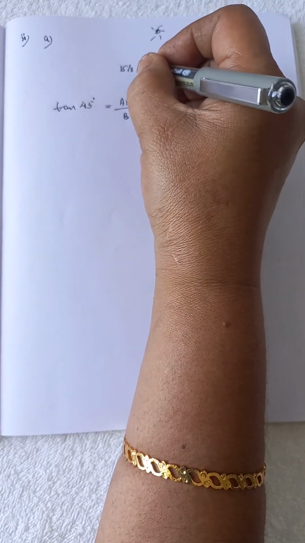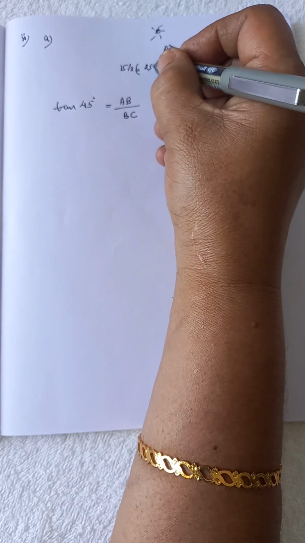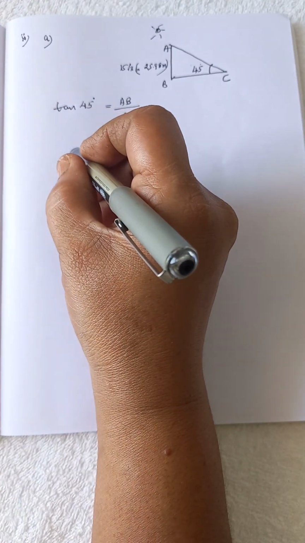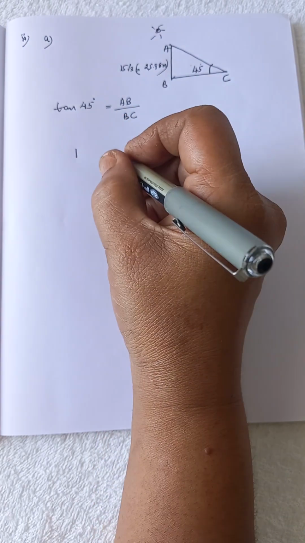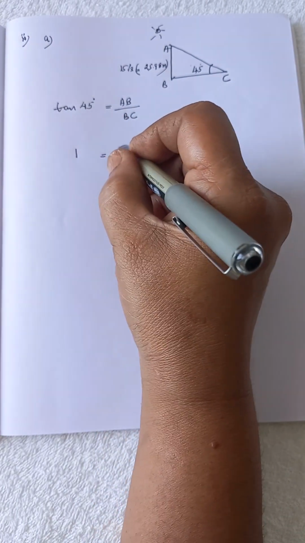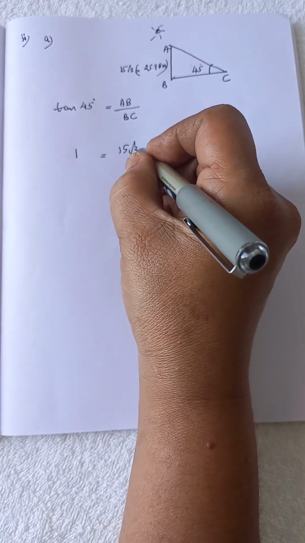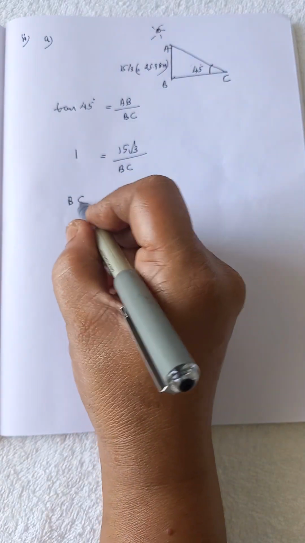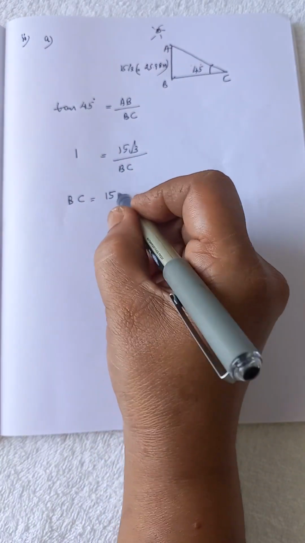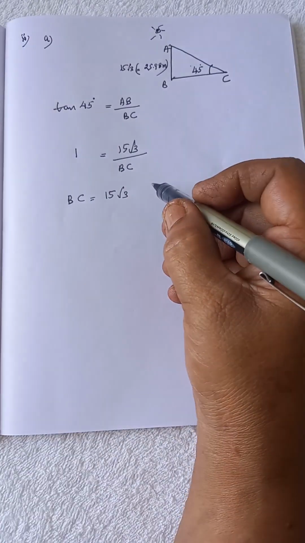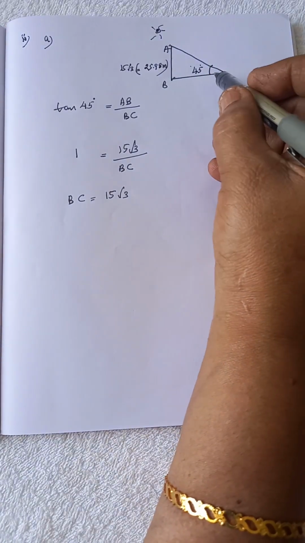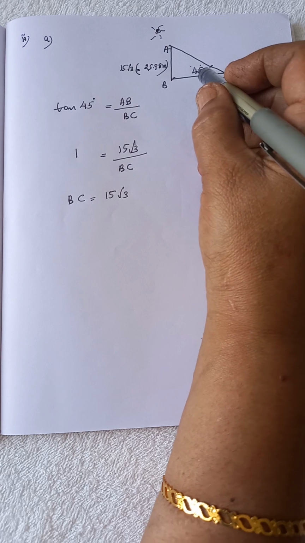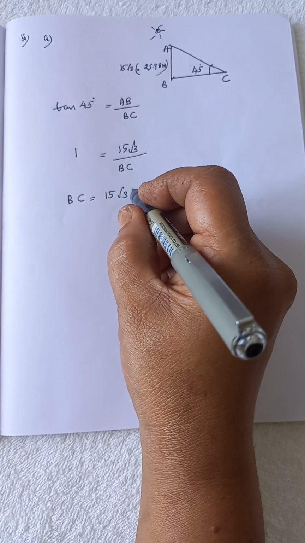This is the same as 25.98 meter. Now this is equal to tan 45, that is 1, that is equal to AB, that is 15 root 3 by BC. So what is BC on cross multiplying? BC is equal to 15 root 3. That is the required answer. That is the length of the shadow when this angle is 45 degree. Angle of elevation is BC is equal to 15 root 3 meters.